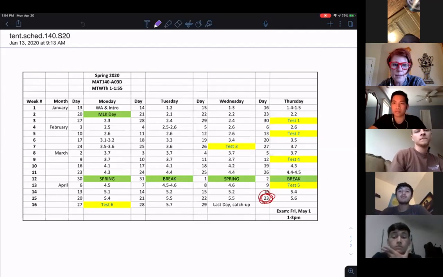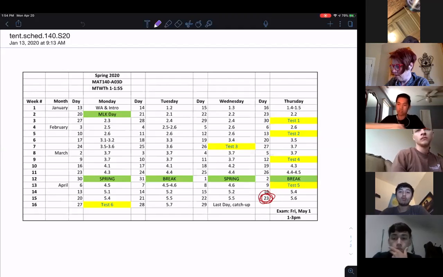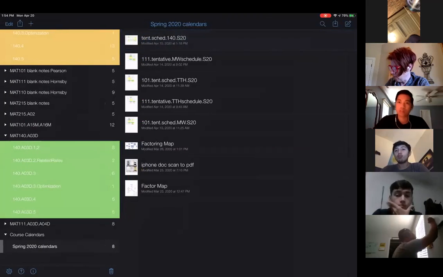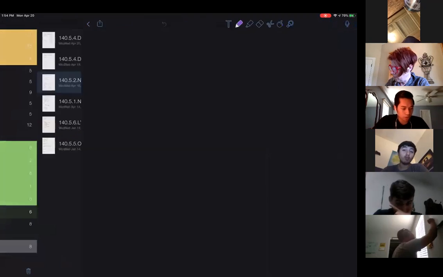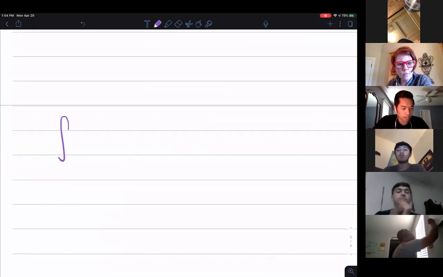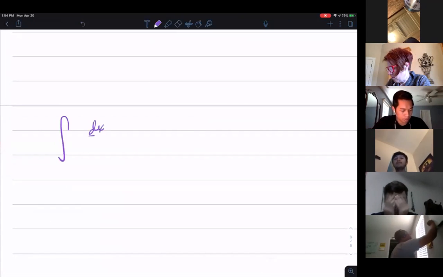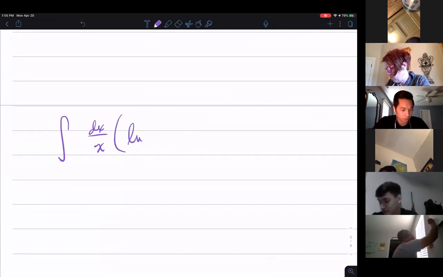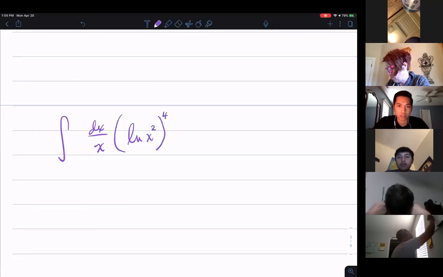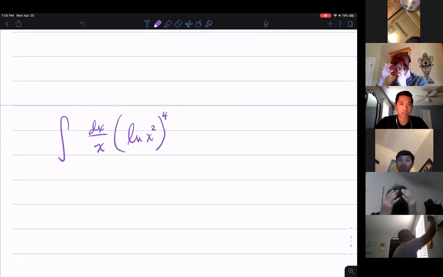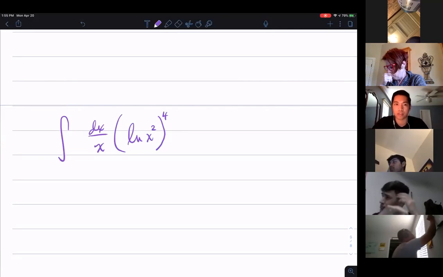Anything at all? Question. Yes. I have a question from 5.2. Okay. And the problem is the integral of dx over x times (ln x squared) raised to the fourth. The dx is actually on top of everything.